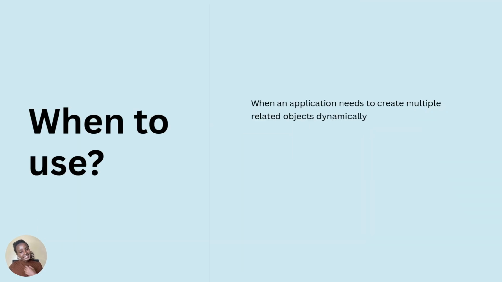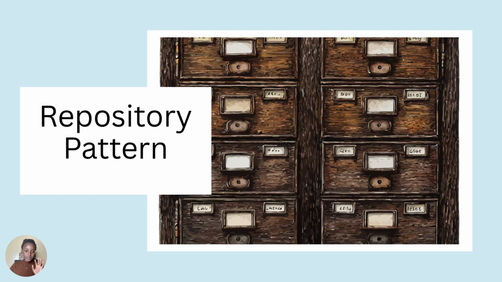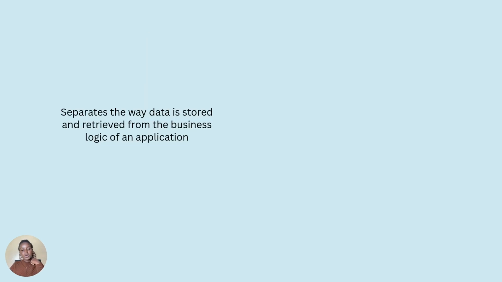When do we use it? We use it when an application needs to create multiple related objects dynamically. We've seen that example: same concept, but implemented differently. When direct object instantiation leads to tight coupling. And lastly, when complex initialization logic is involved. Now that's it on the factory pattern. Let's go to the repository pattern. What is that? What does it do?